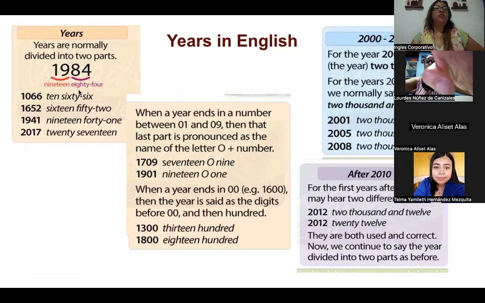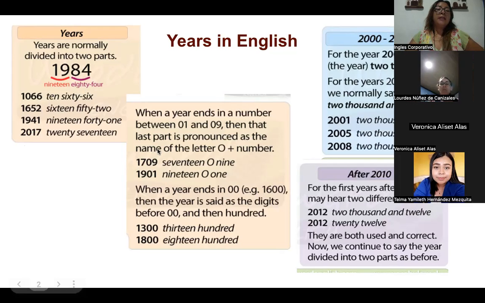Okay, but we have some exceptions, right? For example, when a year ends in a number between 1 and 9, then that last part is pronounced as the name of the letter O plus the number. For example, 1709, 1901. Okay? That would be for the case where the endings go from 1 to 9, the ending or the second part.